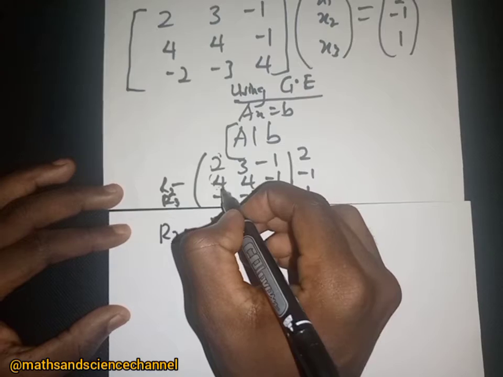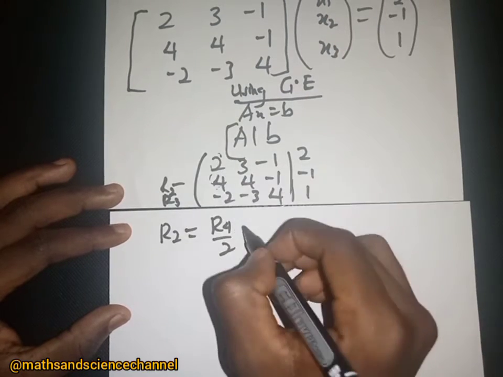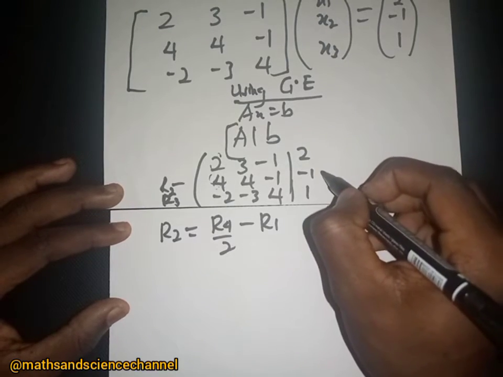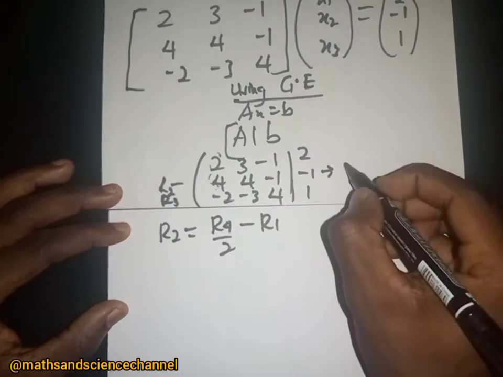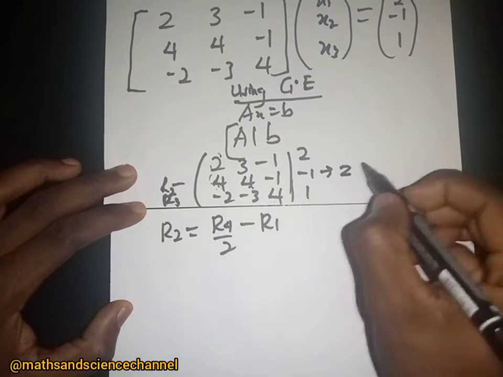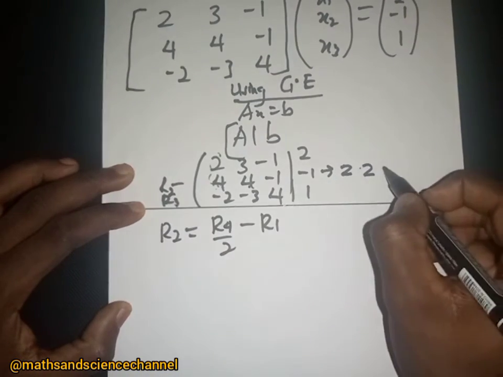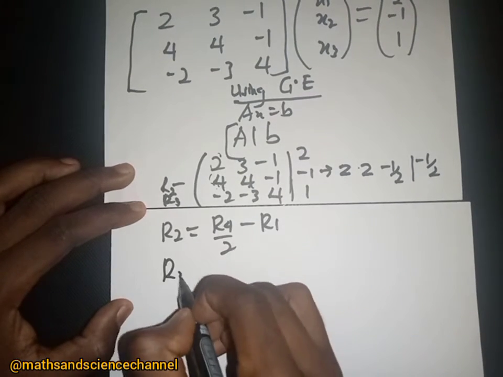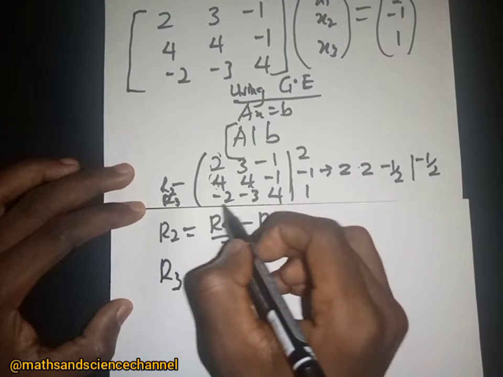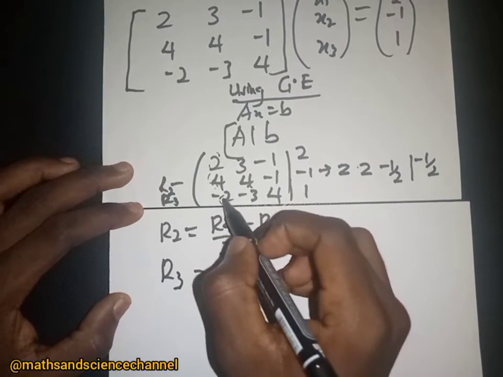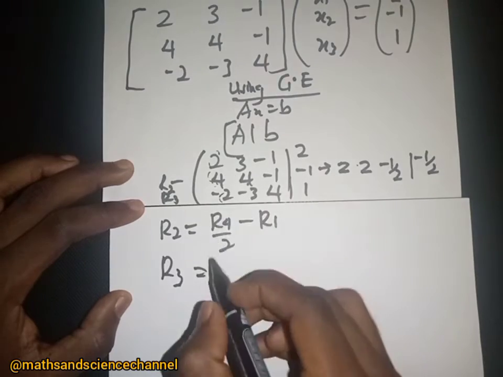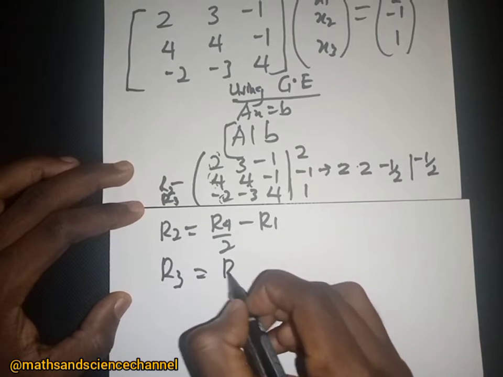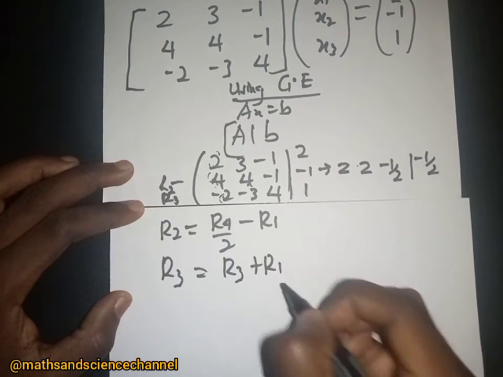When divided by 2 here, you can see that we'll get 2, then minus r1 will make this equal to 0. So over here, let's do that. Multiply 2 here by 2, we have 2, then we divide here by 2, we have -1 over 2, and the last one has -1 over 2. And also for r3, in order to get that, we just add them, because 2 plus -2 just goes to 0, so it will just be r3 plus r1, right?